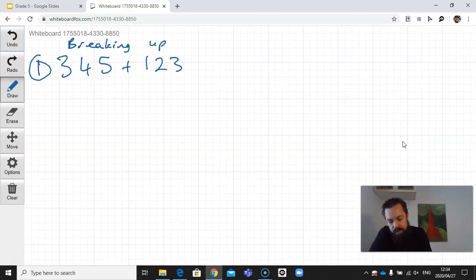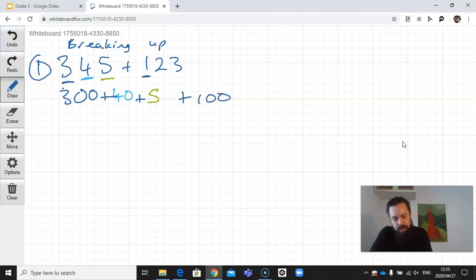So I'm sure that you can see that, sorry, this is 300 plus 40 plus 5. That's the 40, that's the 5. So I've just broken the number up. And on the other side, I've got 100 and a 20 and a 3.